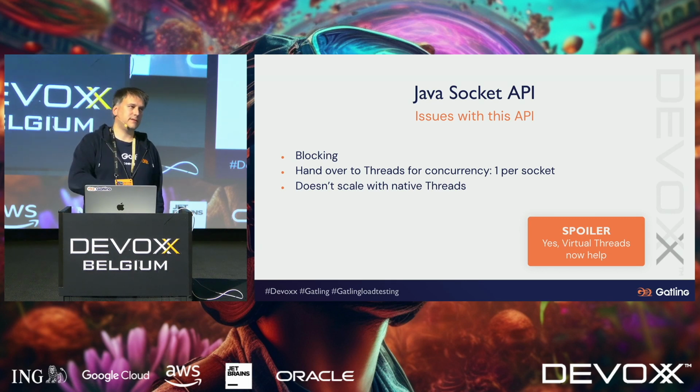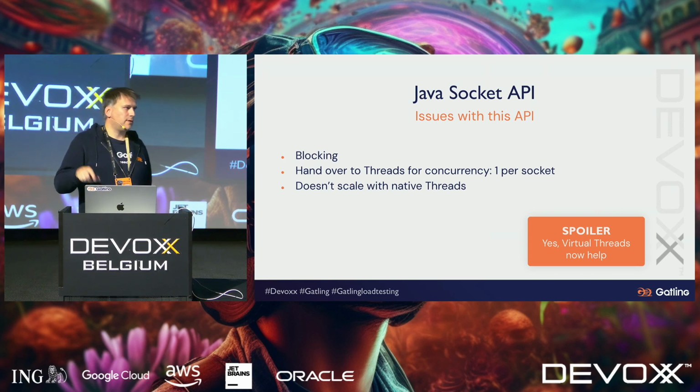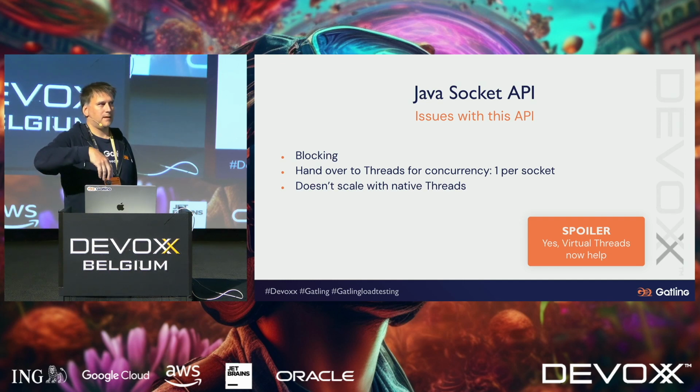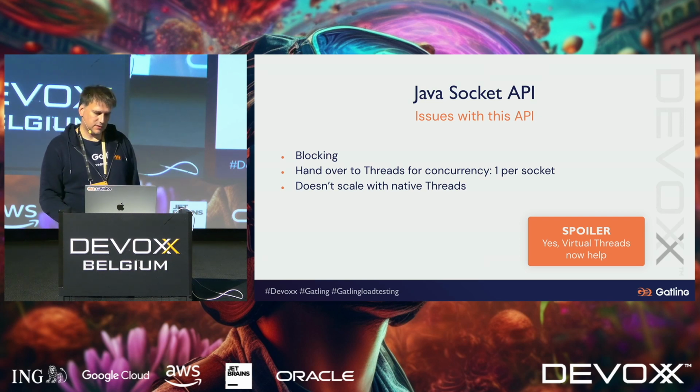Spoiler, this socket API was rewritten for Java, maybe 19, something like this. And actually, when it's being called from virtual threads, it falls back to actually performing non-blocking IOs underneath. So it's way more efficient, and you no longer suffer from this high native thread usage.